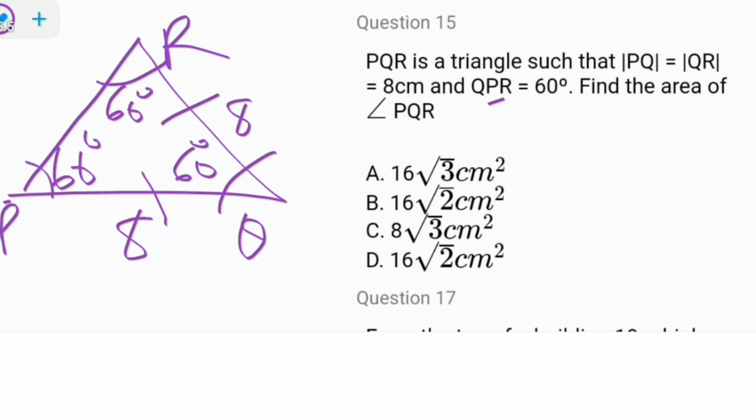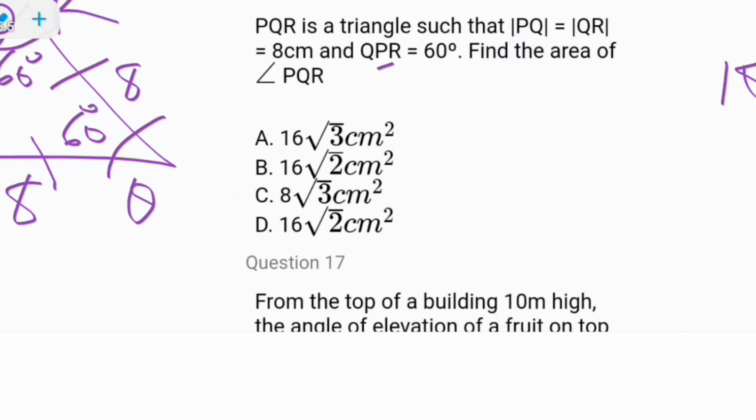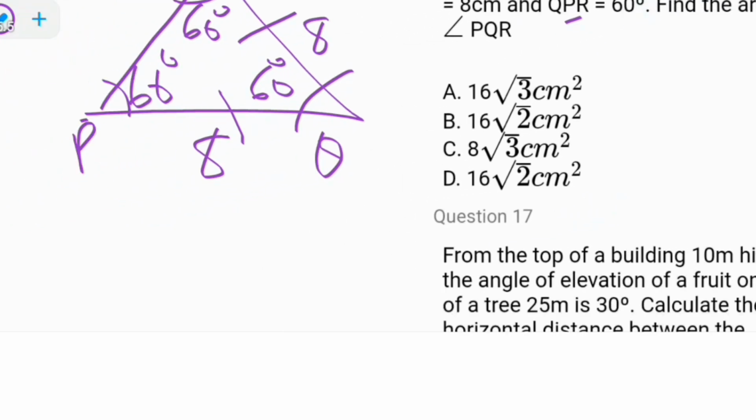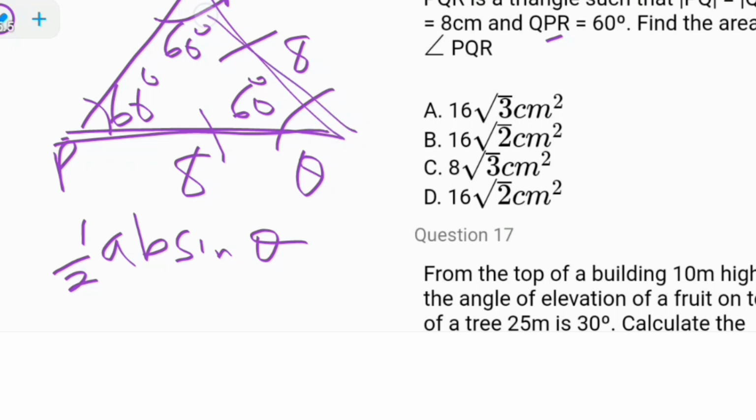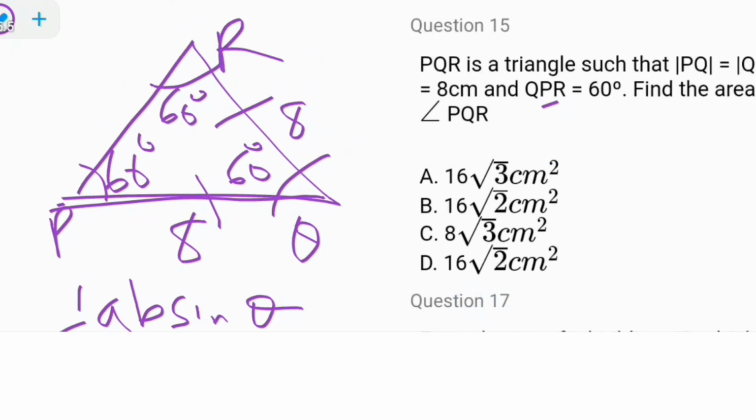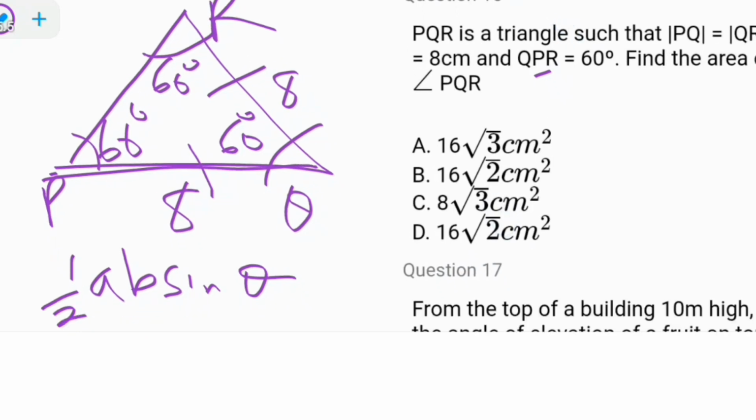So once you have that angle, just use the formula for the area of a triangle. The formula for the area of a triangle is 1 over 2 AB sine theta, where A and B are the two given sides. So if you look at this question, the two given sides are 8 and 8. These are the two given sides. So the angle in between them is 60. So we just want to multiply 8 times 8. Then we do the sine of the angle that is in between them.